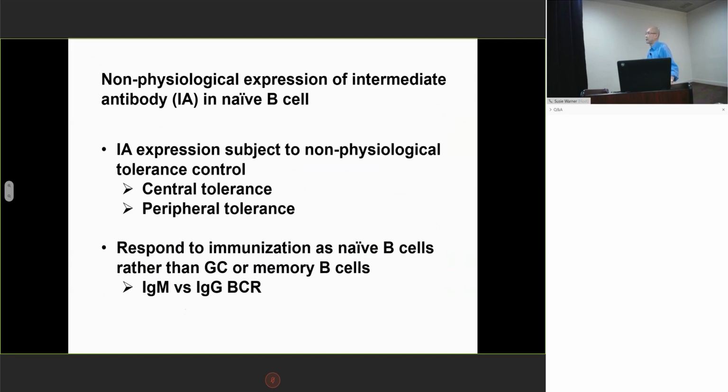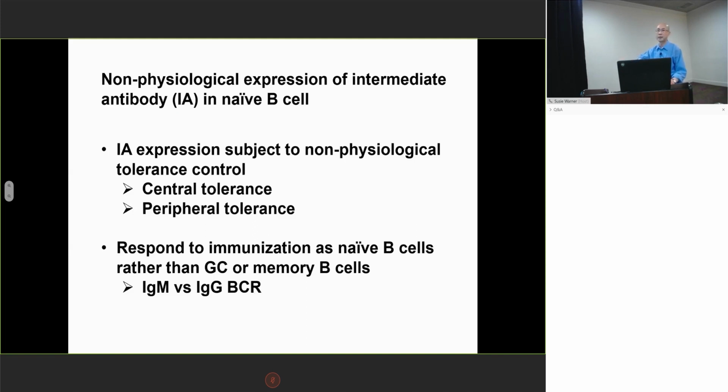So another problem, besides what I've been talking about, using this knock-in to express unmutated common ancestor, is a second problem. Even if you don't have any of these problems, if you use the method to express intermediate antibodies, that can still cause a non-physiological situation to test immunogen. Because intermediate antibodies, or affinity maturation intermediates, are usually expressed in germinal center B cells and memory B cells. So that's the physiological target for your boost immunogen. But here you're expressing them through the B cell precursor, so you're sort of unfairly targeting them for tolerance control deletion in the bone marrow.